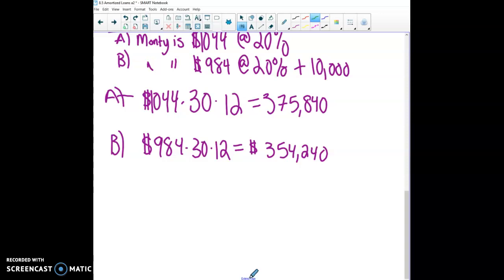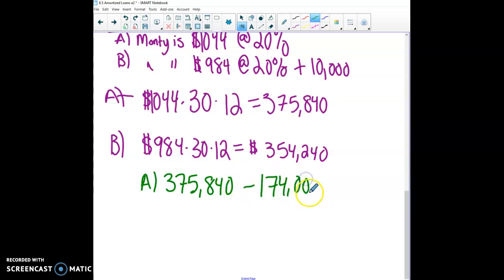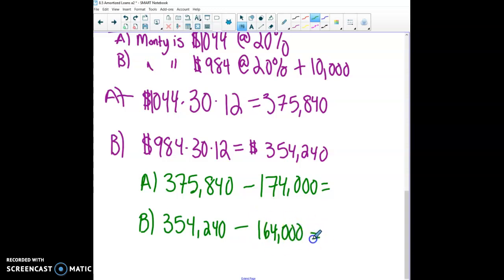Because on option A, it's 375,840, but how much do I borrow? I borrow 174,000. So that's going to be that difference right there. On option B, it's 354,240, but I only borrow 164,000. So I have to take away how much I borrow from each one of those, and then I find the difference between that.